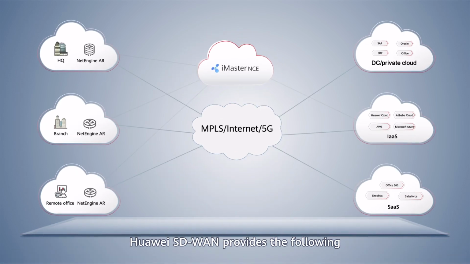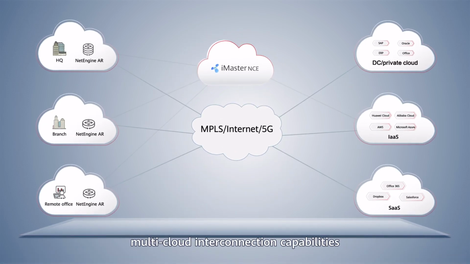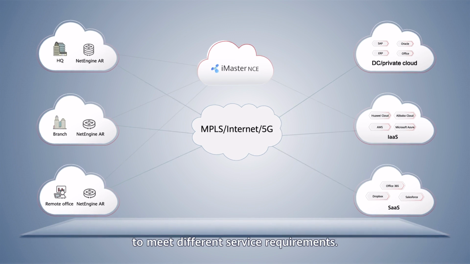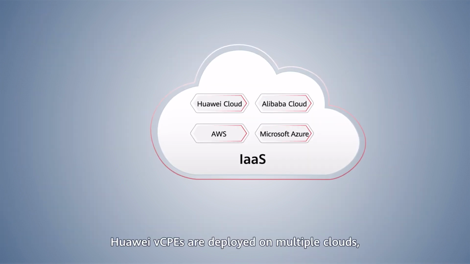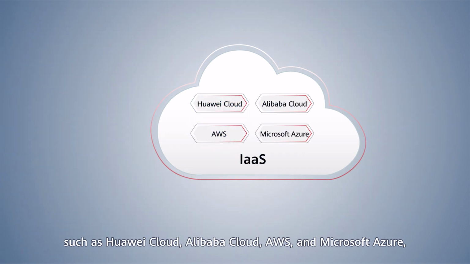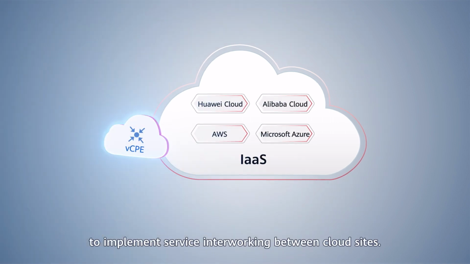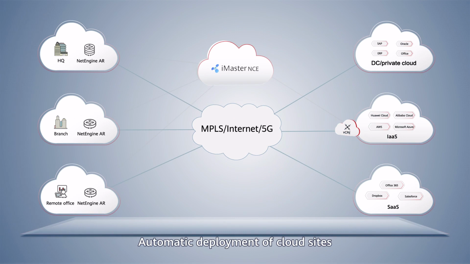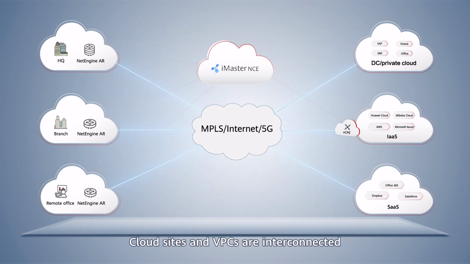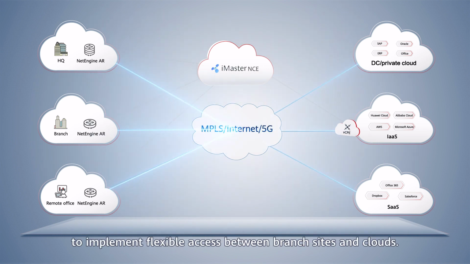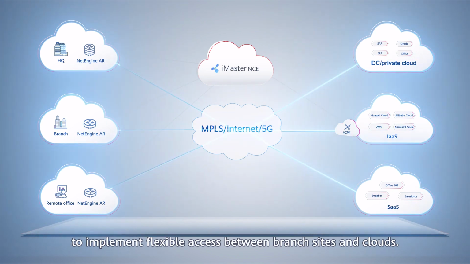Huawei SD-WAN provides the following multi-cloud interconnection capabilities to meet different service requirements. Huawei vCPEs are deployed on multiple clouds, such as Huawei Cloud, Alibaba Cloud, AWS, and Microsoft Azure to implement service interworking between cloud sites. Automatic deployment of cloud sites enables vCPEs to be automatically started on the cloud, ensuring fast service migration to the cloud. Cloud sites and VPCs are interconnected to implement flexible access between branch sites and clouds.